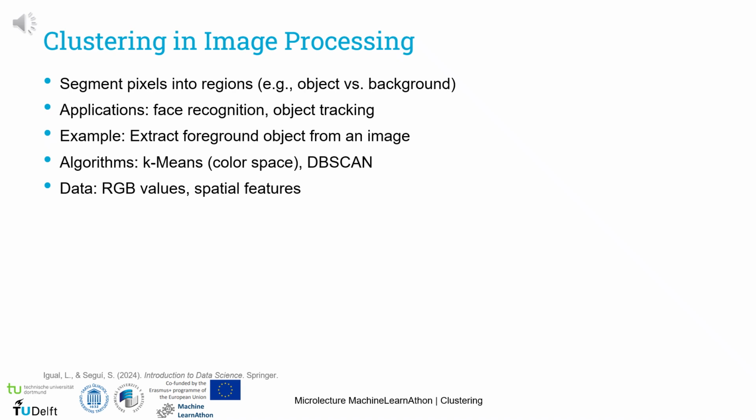One example would be to extract foreground and object from an image. The algorithms you can use for these kinds of applications are the k-means algorithm for color space, or DBSCAN. And the data usually are RGB values and spatial features.